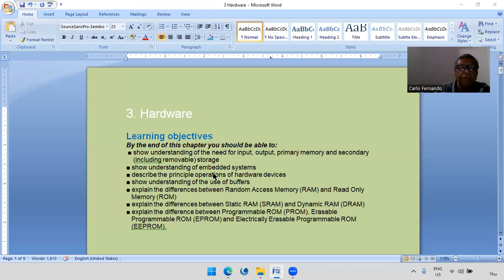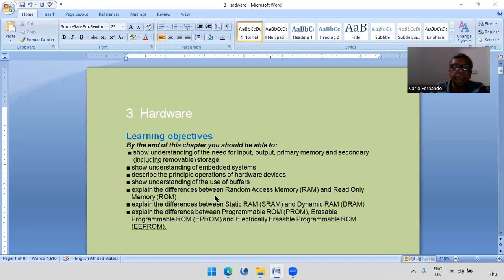So understanding of embedded systems, that is like phones, washing machines, many household items, which have microprocessors doing the processing, and the program is embedded in it. Describe the principal operations of hardware devices, how the hardware devices operate. So understanding of the use of buffers. Buffer is a storage area, temporary storage area.